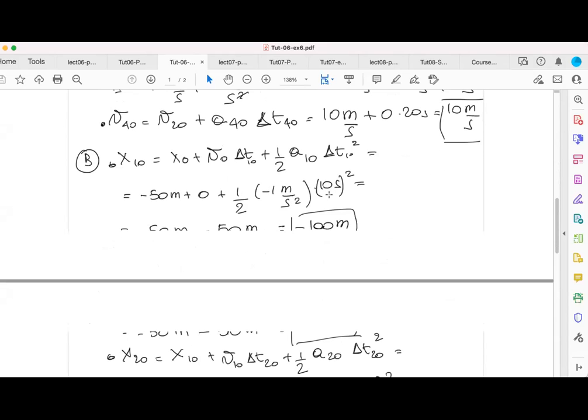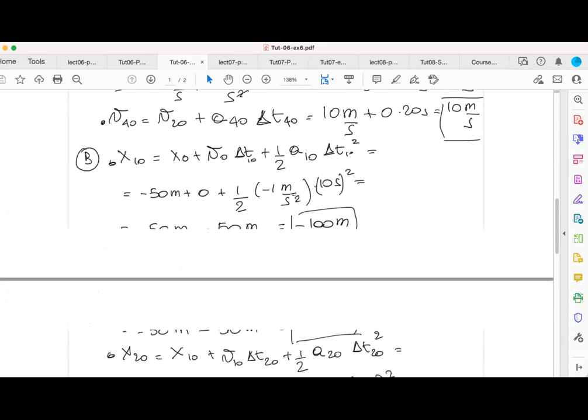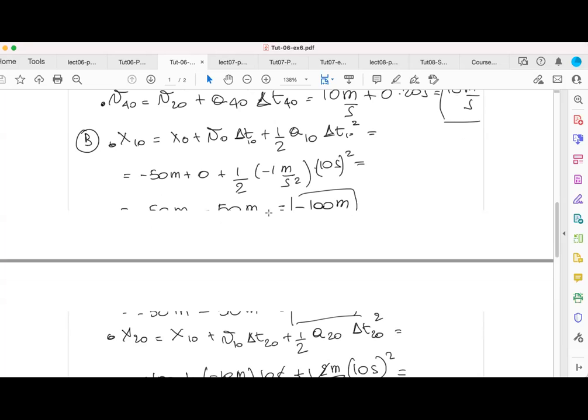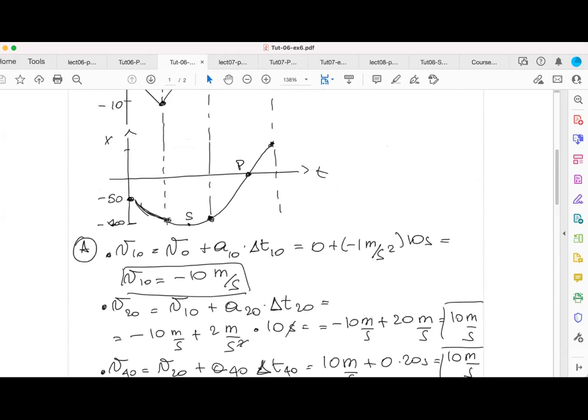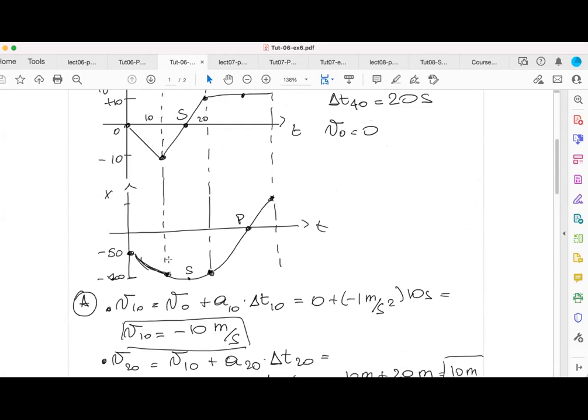So you see that here again, the seconds squared and the seconds squared go away, which is what we want because we are looking for a position. So the units must be only meters. You need to remove the time from the units, which is fine. So if you do the calculation, I'm sorry, it's a bit deleted because it goes onto the next page, it comes out with minus 100 meters. So the position at 10 seconds is minus 100 meters. Here is 10 seconds, here we are at minus 100.